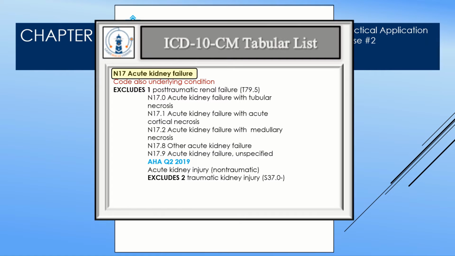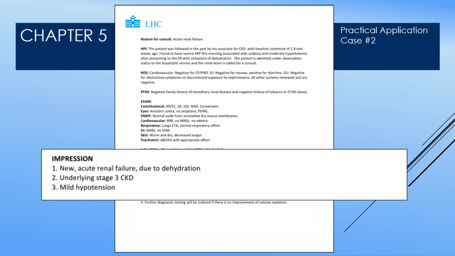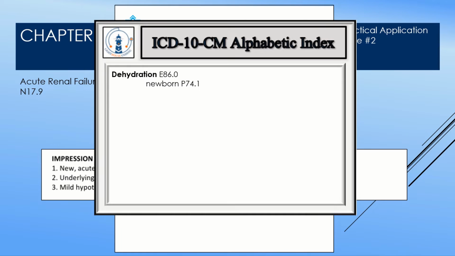Here we can see that N17.9 is the code for acute kidney failure. Notice that there's also a coding clinic article as well as a note that tells you that acute kidney injury is also included in this code. The documentation states that the ARF is due to dehydration, and N17.9 is the proper code for acute renal failure, but now we need to add a code for the dehydration. Let's look up dehydration in the alphabetic index. We can see that we're given the code E86.0.